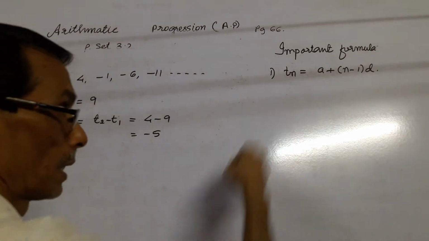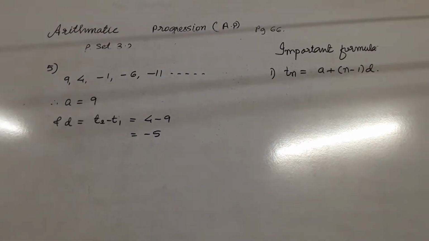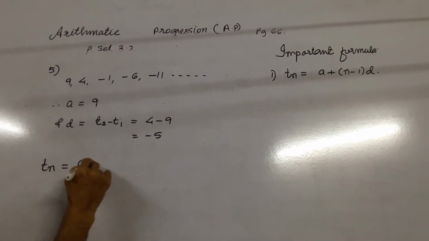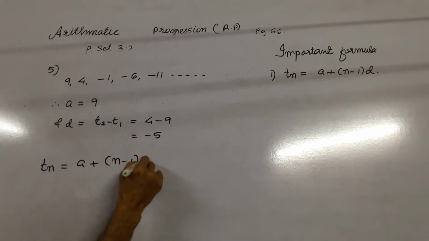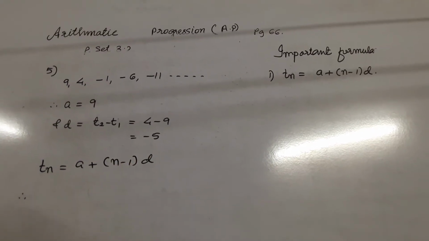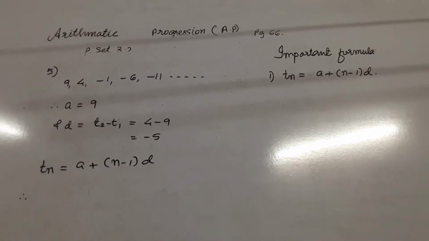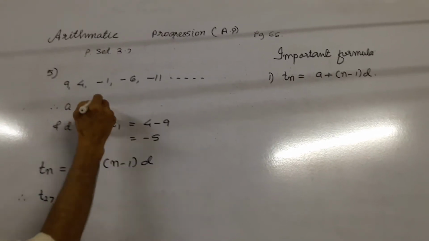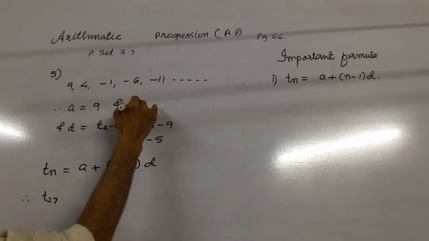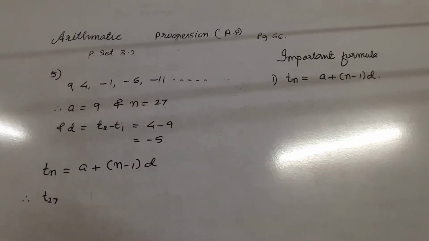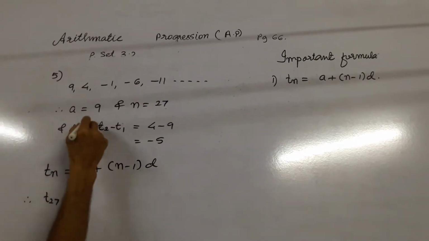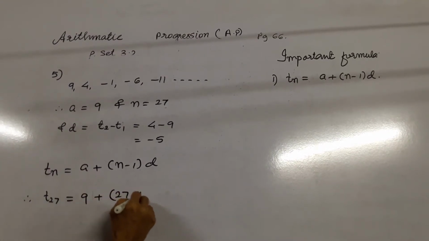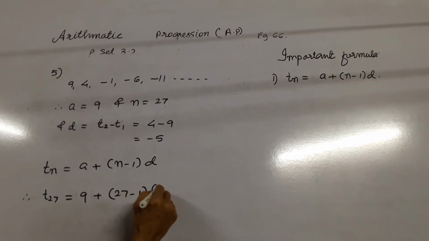Then we have the formula tn equal to a plus (n minus 1) into d. So here tn is equal to a plus (n minus 1) into d. Now we have to find the 27th term, so t27. So here n is equal to 27. So t27 is equal to a. Just substitute the values. a is equal to 9, (27 minus 1) into d. So d is minus 5.